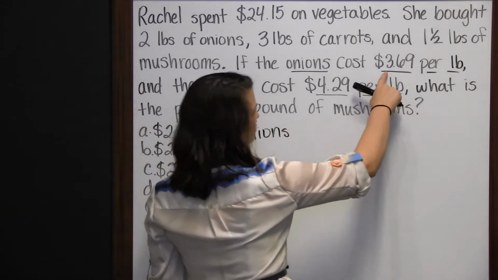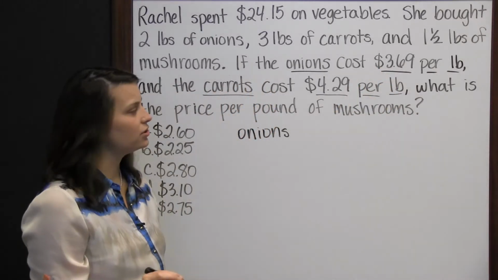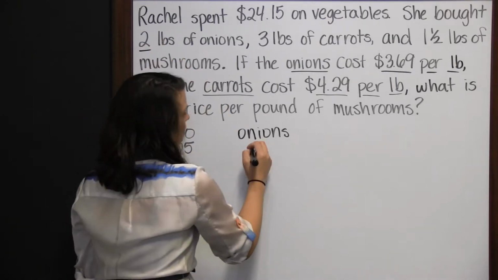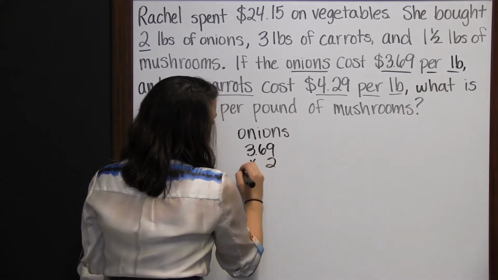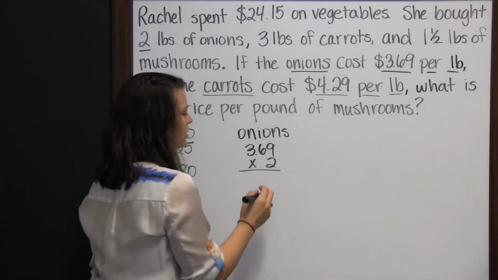Those onions cost $3.69 for every pound that's purchased. And she purchased 2 pounds. So we need to multiply 369 times 2 to find the total amount of money spent on onions.